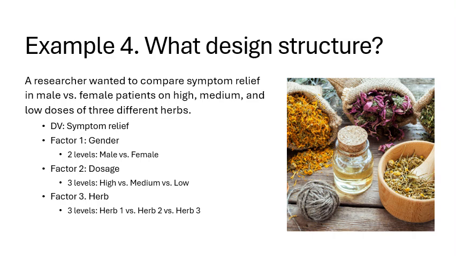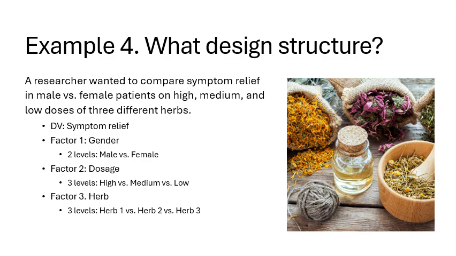And so then factor 2 is dosage, 3 levels, high, medium, and low. Factor 3 is the type of herb, herb 1, herb 2, herb 3. You can see these things aren't necessarily listed. Like, for example, this word gender, naming this factor wasn't listed, but yet we infer this because we're comparing male and female. Dosage wasn't listed here, so we're naming the variables here. And herb, we said 3 different herbs, but they weren't specified.